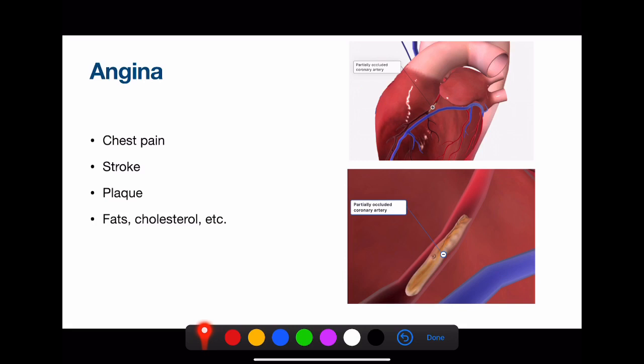Angina is a type of chest pain that happens because of reduced blood flow to the heart muscles. It can be a sign of a heart attack or stroke, and the reduced blood flow is a buildup of plaque which causes narrow arteries. Narrow arteries are also caused by smoking, fats, cholesterol, and more.